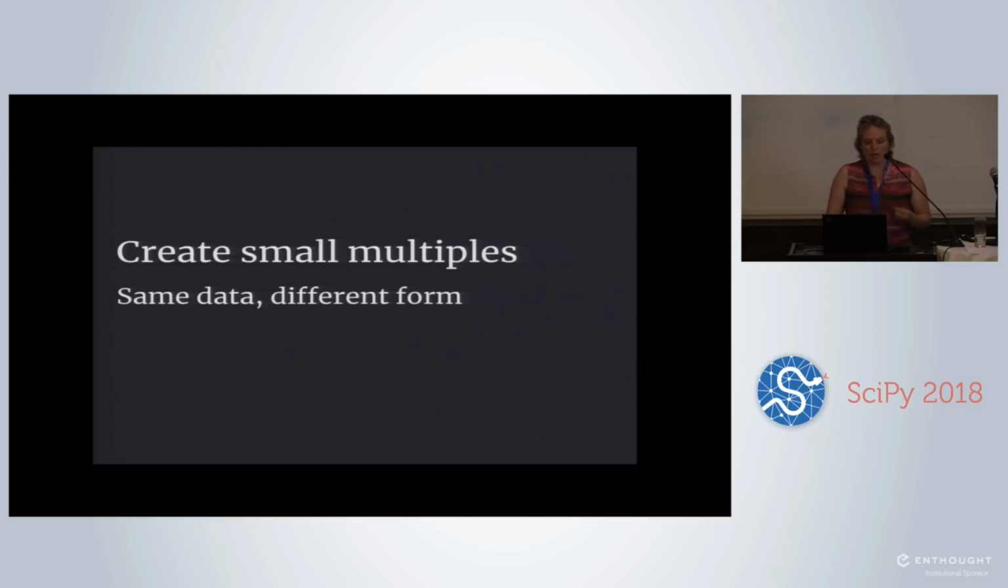I would also argue that we should create small multiples where the data is actually the same in every graph and the form is different. And unfortunately, this is not really a canonical thing to do, so it isn't really built into a lot of our tools. Sometimes you have to work a little harder to get it, but hopefully we can change that going forward.